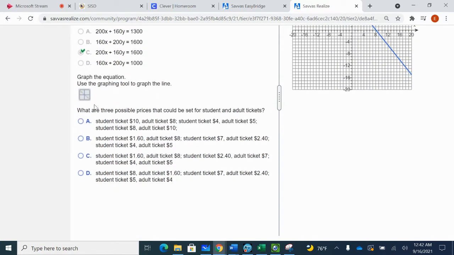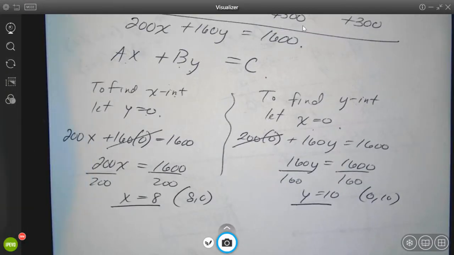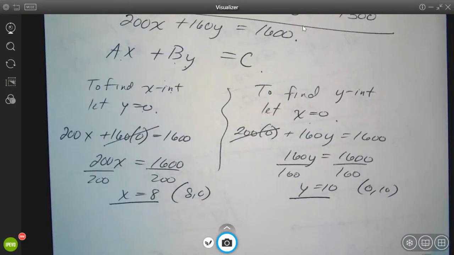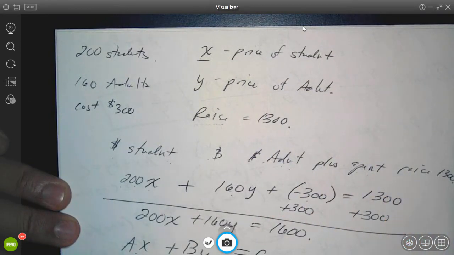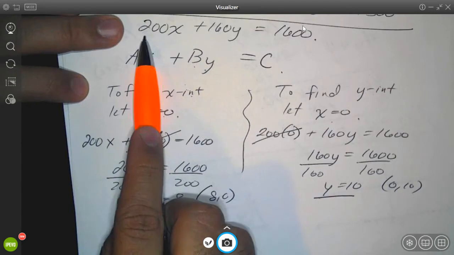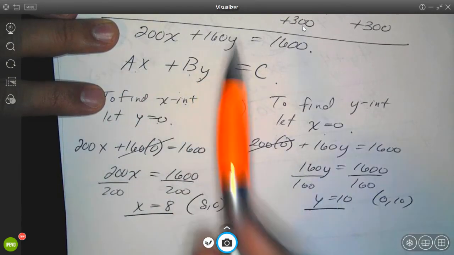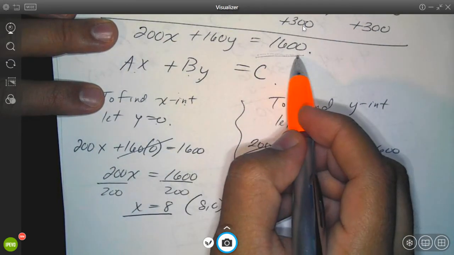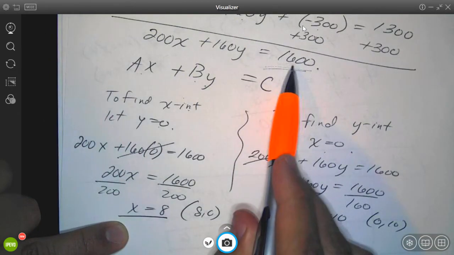Now here they want us to find 3 possible solutions. So remember, don't forget, this is all going back to, do you understand what you're doing? It's not just math, right? So remember, we're trying to raise money from putting on a talent show, right? So this was the equation. 200 students are going at x dollars and 160 adults are going at y dollars. I want and need $1,600.